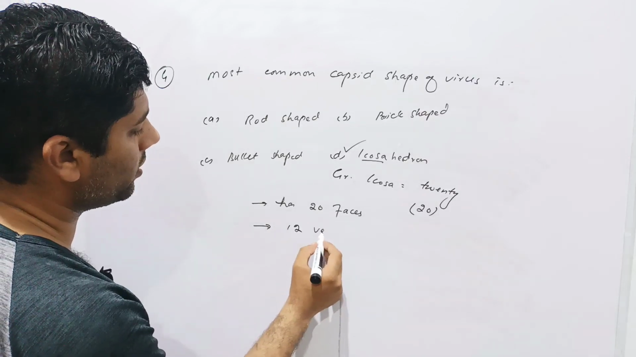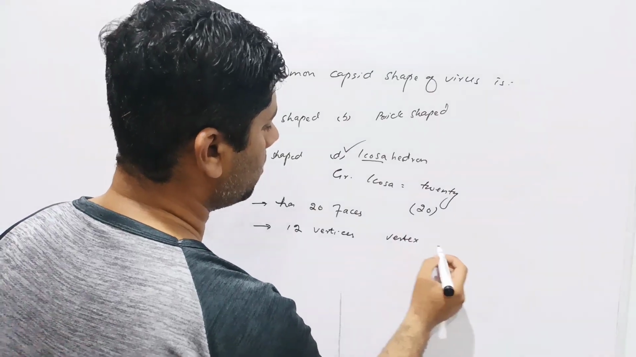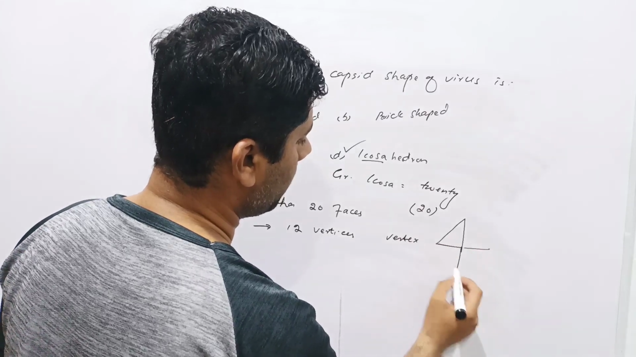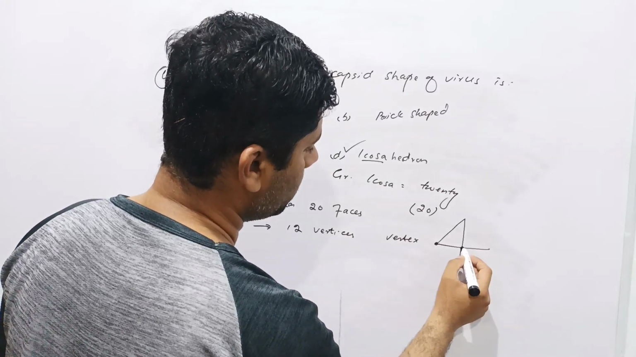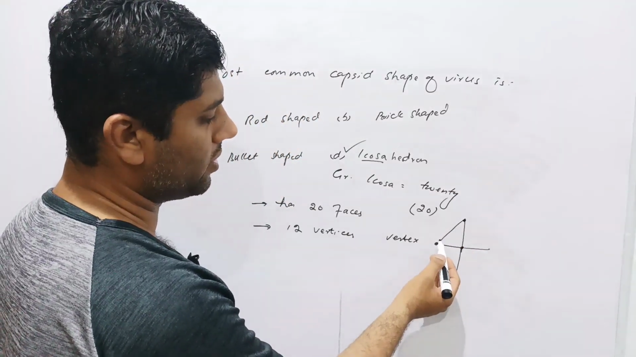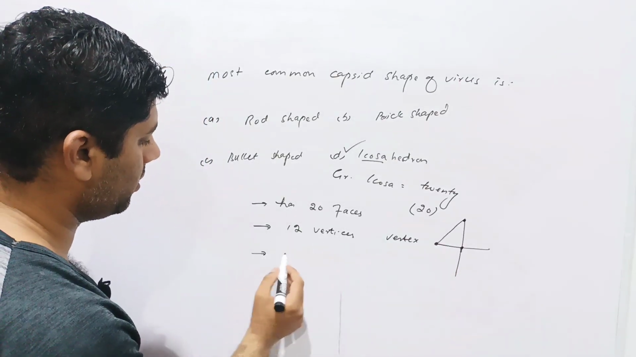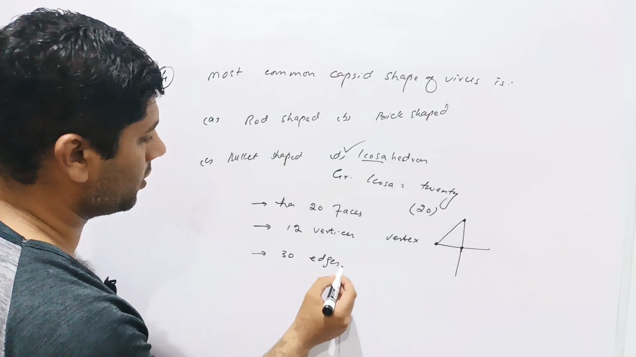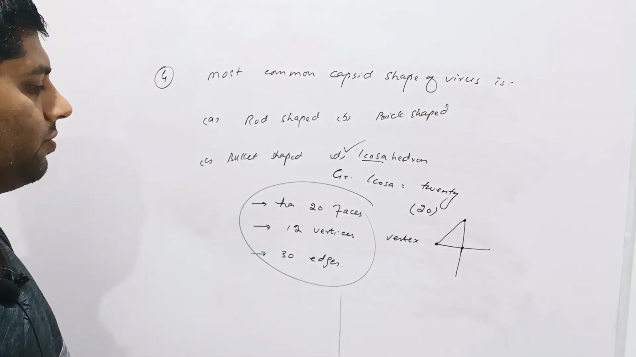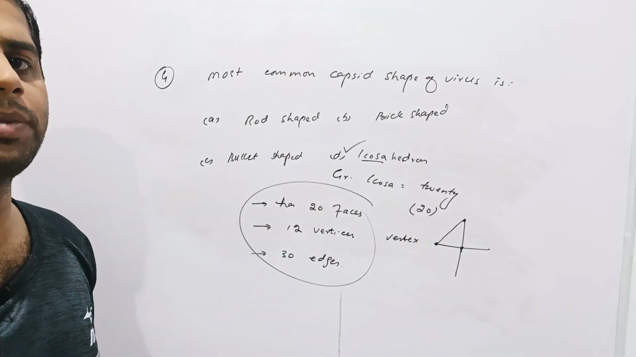It has 12 vertices. Vertex means the point where two or more lines are joined to each other. This is one point, this is another point, and this is another point. This is the vertex where two lines are joined to each other. So it has 12 vertices and 30 edges. These are the characteristics of icosahedron symmetry of virus, having 20 faces, 12 vertices and 30 edges, and this is the most common shape of capsid of virus.